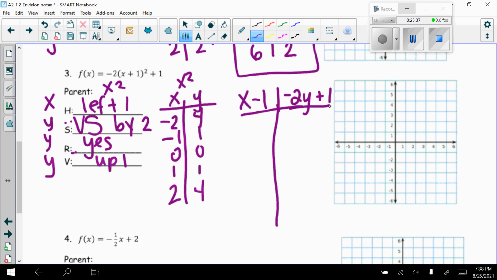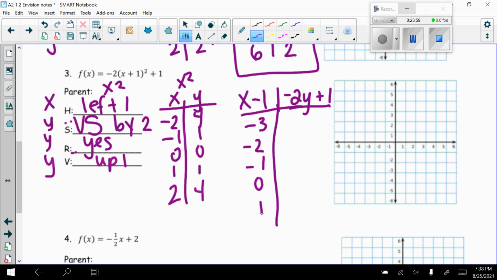So -2 minus 1 puts me at -3. -1 minus 1, -2. 0 minus 1, -1. 1 minus 1, 0. 2 minus 1, 1. Now I have to go in this order. I have to multiply these y's by -2, then add 1. Okay, so order is very important. So I have to do the S, then the R, then the V.